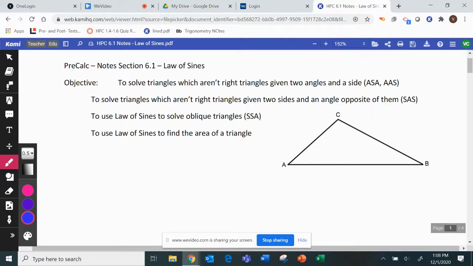So what we're going to do is use this triangle here and derive the formula for law of sines, and then we can use it from there. And our second set of notes will derive the formula for law of cosines from a not right triangle.